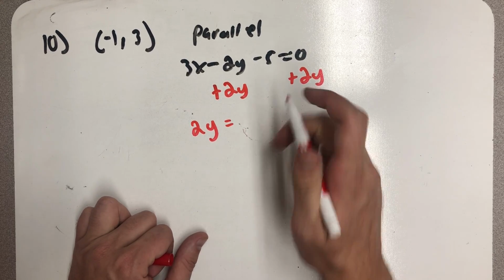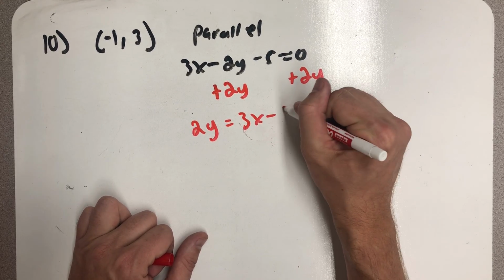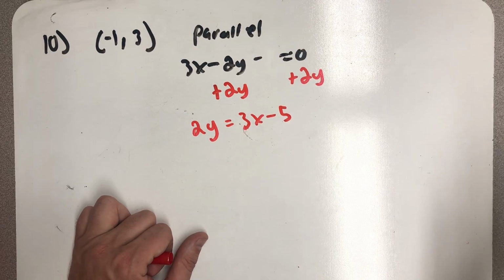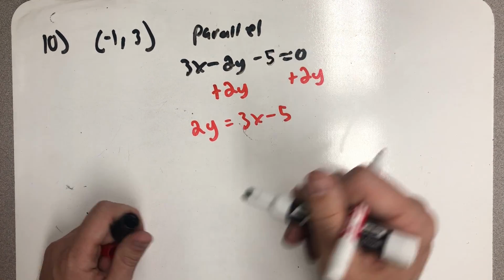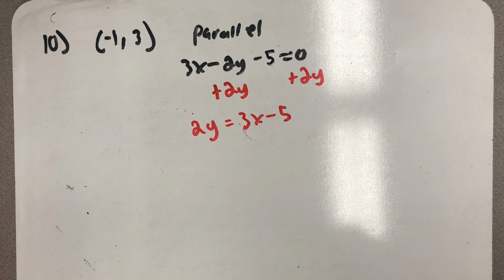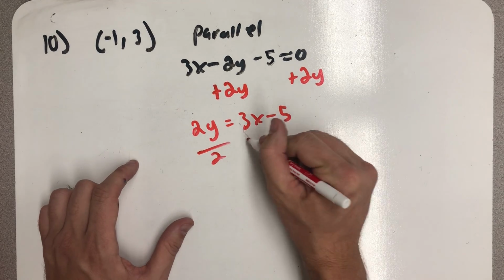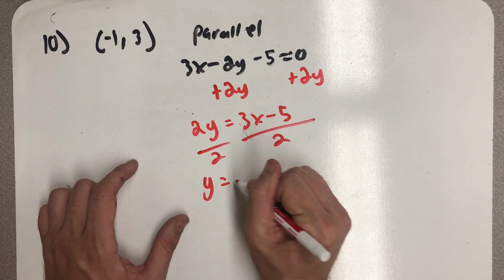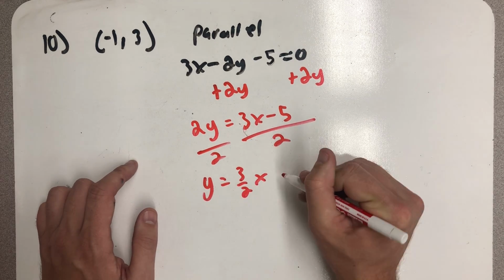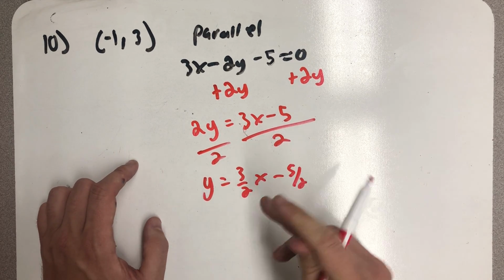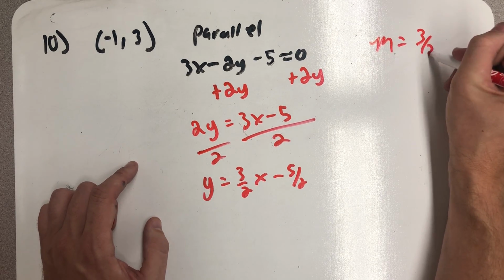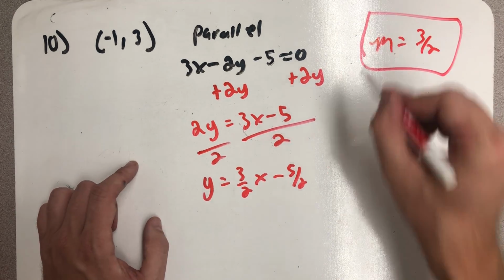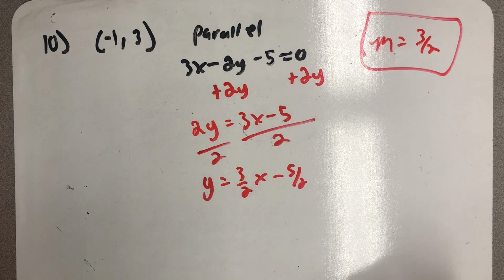Add 2y to both sides and get 3x - 5. And I realize that doesn't look much like a 5 even to me, so let's see if I can fix that. Much better. All right, let's divide by 2. So the line I started with has a slope of 3/2. Parallel lines have slopes that are equal, so the line I'm looking for also has a slope of 3/2.